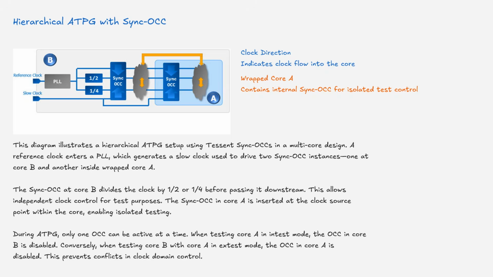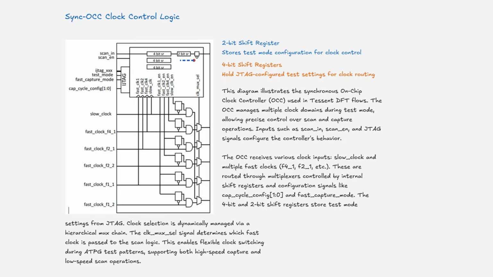This diagram illustrates the synchronous on-chip clock controller, or on-chip clock, used in Tessent design for test flows. The on-chip clock manages multiple clock domains during test mode, allowing precise control over scan and capture operations. Inputs such as scan-in, scan-enable, and JTAG signals configure the controller's behavior.